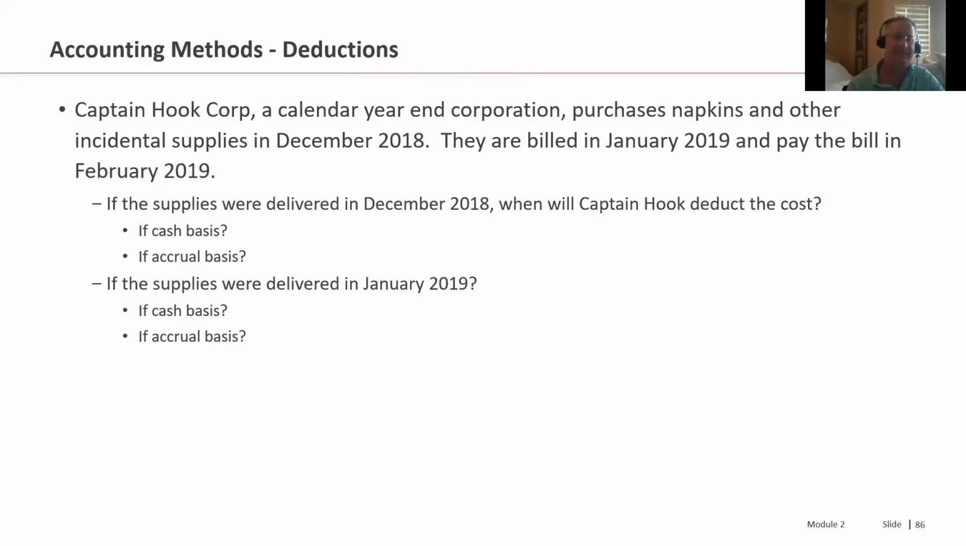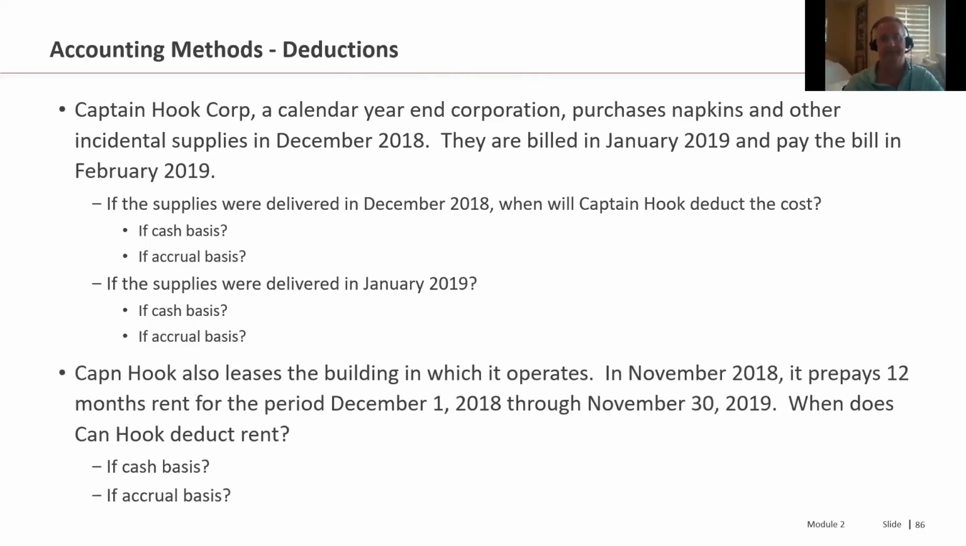If you're a cash basis taxpayer, does that change anything? Doesn't change a darn thing. You deduct it when you pay it. That's in February of 2019. If you're an accrual-based taxpayer, however, now that changes things because economic performance doesn't occur until January of 2019. As a result, as an accrual-based taxpayer, that's when you would deduct the cost, January of 2019.